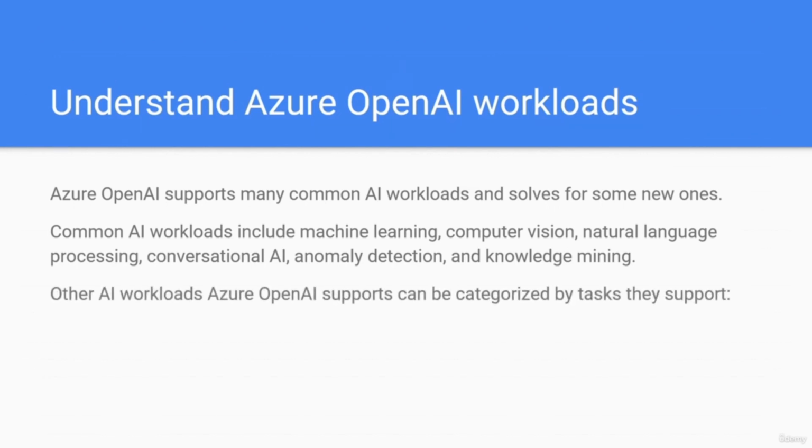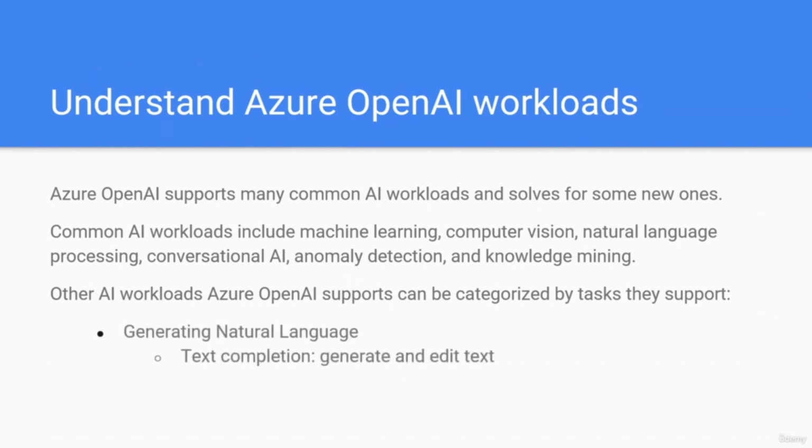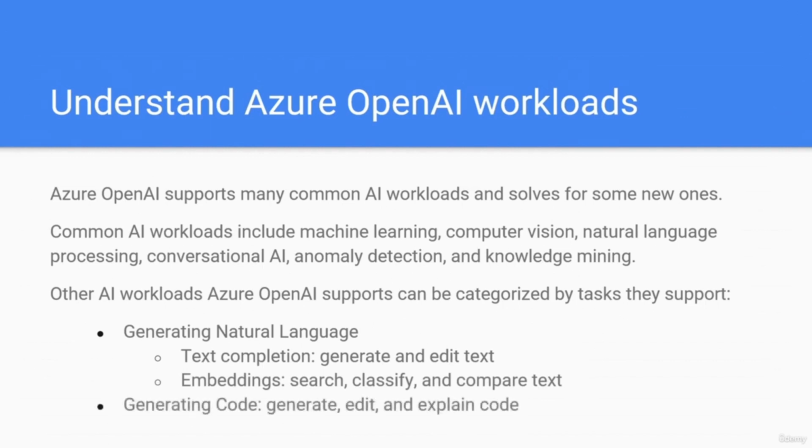Other AI workloads Azure OpenAI supports can be categorized by the tasks they support, like generating natural language: text completion, generate and edit text, embeddings, search, classify and compare text. And we have generating code, which means generate, edit and explain code, and we have generating images, so to generate and edit images.